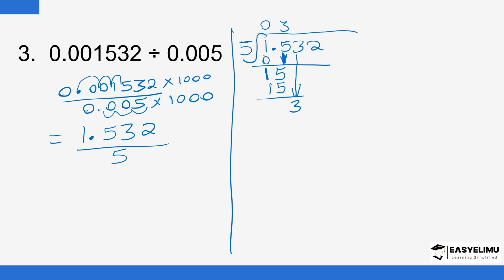3 divided by 5 is again 0. So 0 times 5 is 0. If you subtract, this is 3, and then you drop the next digit here. Now if you drop 2, that is going to be 32. 32 divided by 5 is 6. And 6 times 5 is 30. So if you subtract again, this is going to be 2. So the remainder is 2.